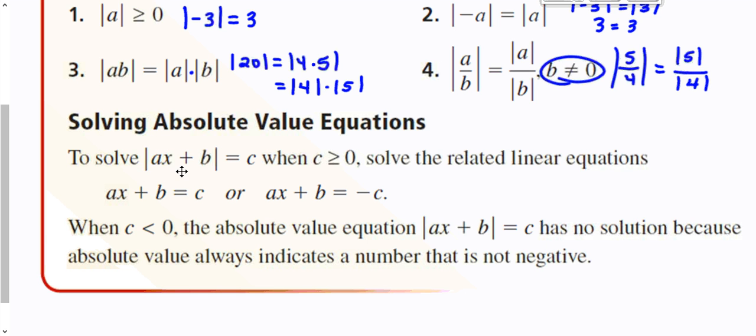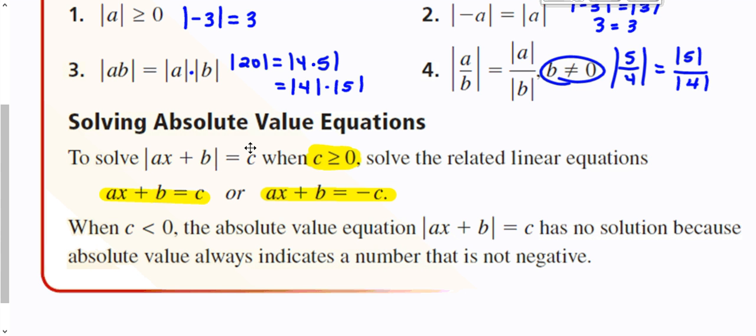Now, to solve an absolute value equation, if I have the absolute value of ax plus b and it's equal to c, if c is greater than or equal to 0, so that is a very big must, c has got to be bigger than or equal to 0 for us to proceed with this. We're going to solve the related linear equations. The first one is going to be ax plus b equals c. The second one is ax plus b equals -c.